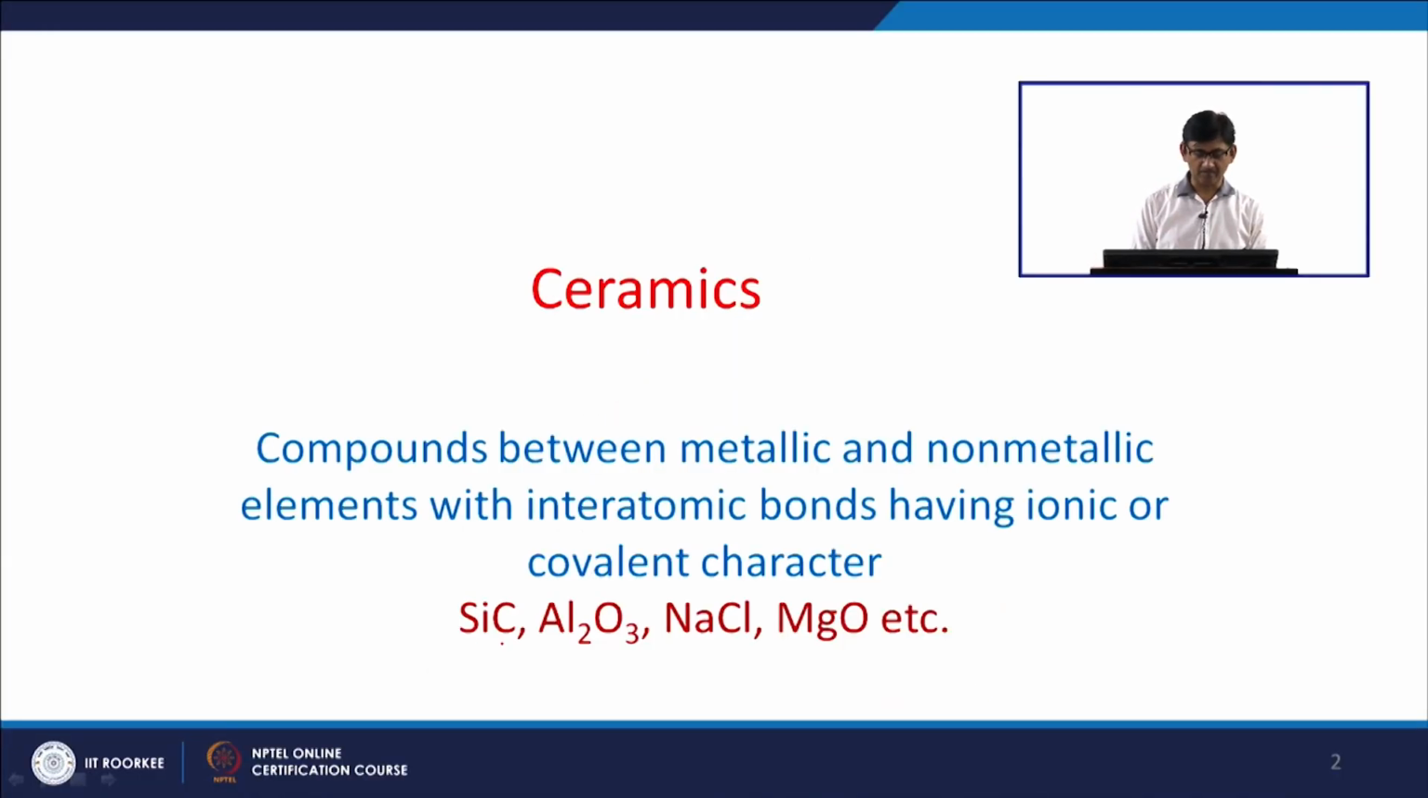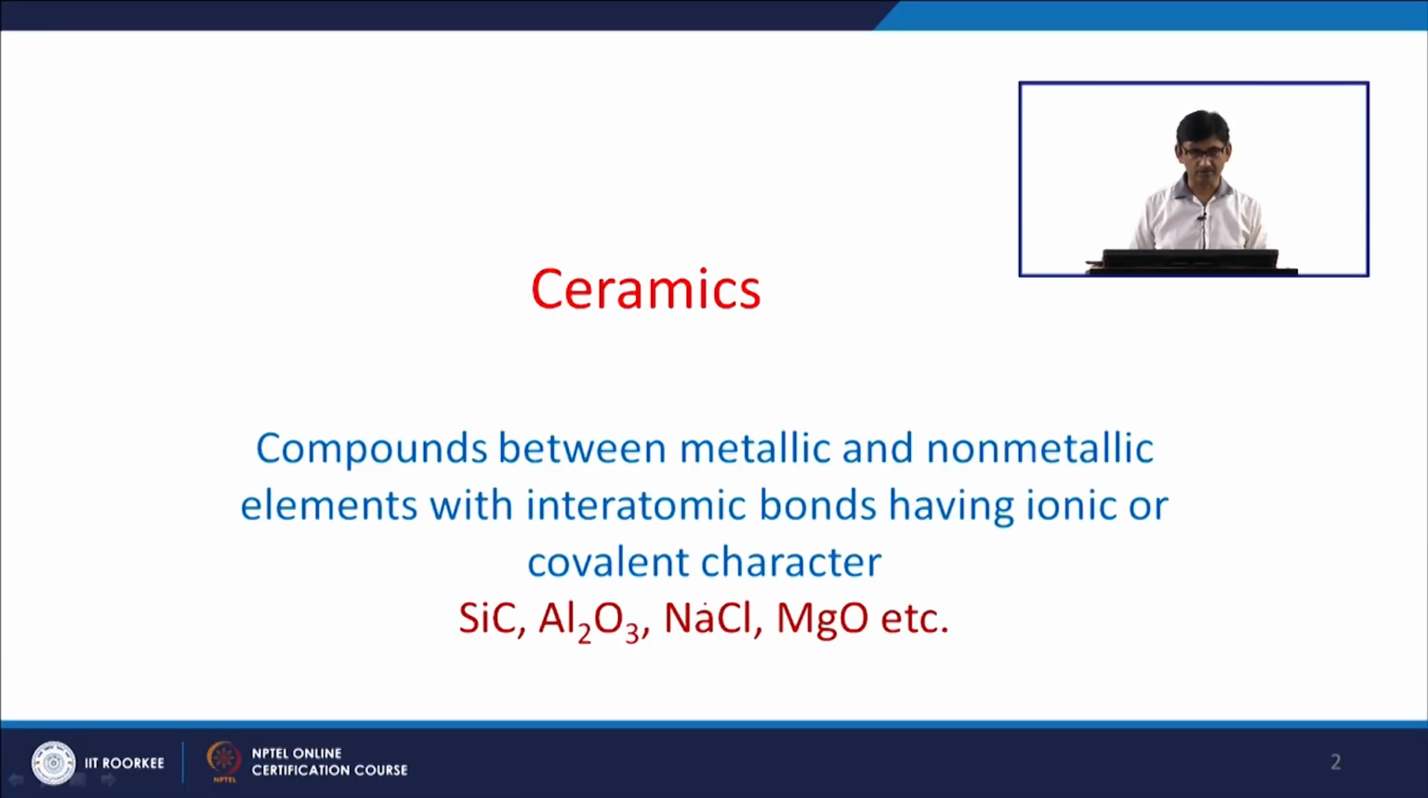applications. So, ceramics are basically compounds between metallic and non-metallic elements with interatomic bonds having ionic or covalent character. For example, one of the very important ceramic materials you might have come across is silicon carbide. In all your abrasive paper which you use for polishing, or if you have seen a painter coming to your home and rubbing the surface of the wall, they may not be using silicon carbide papers, but in abrasive papers silicon carbide is one of the important ceramics used for abrasive application.